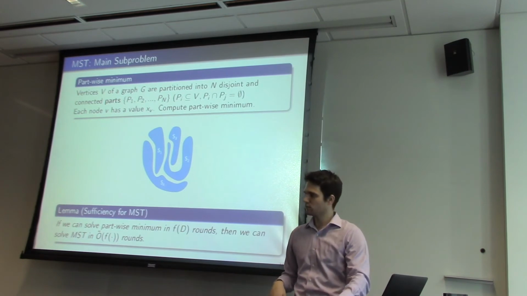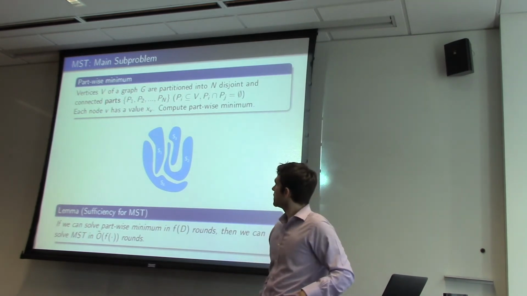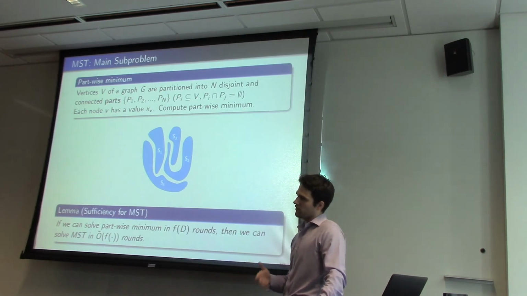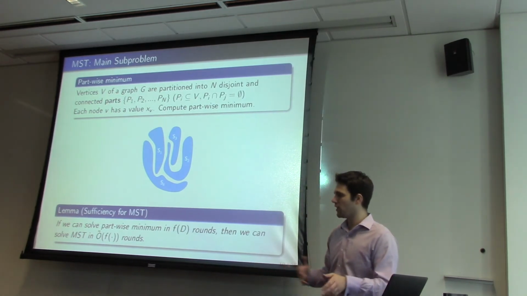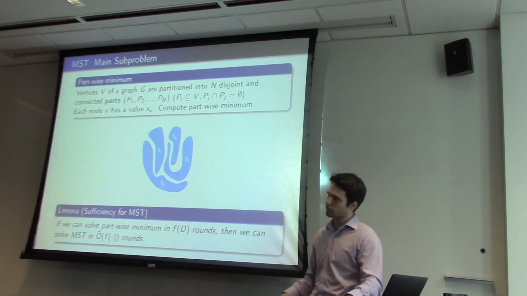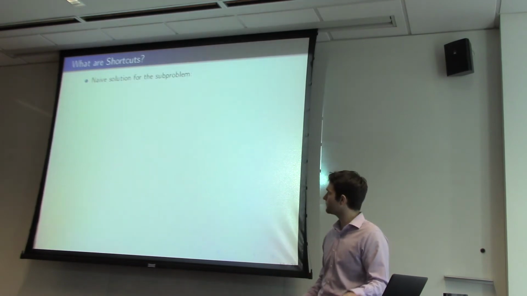And each vertex knows its part, like these guys know I'm in part 4. They know the ID of the part. They do not know how many others are in the same part. They do not know things like that. They just know the ID of the part.